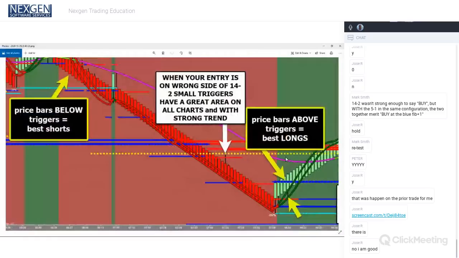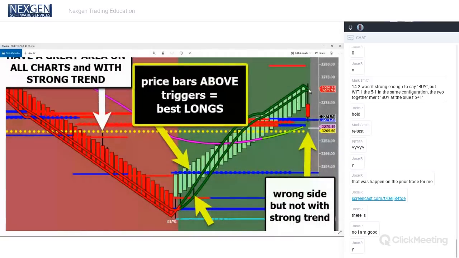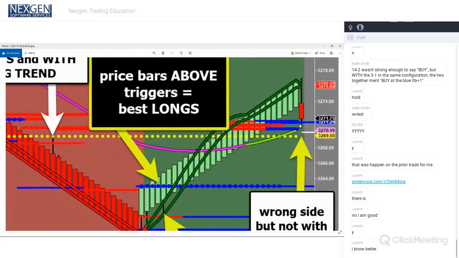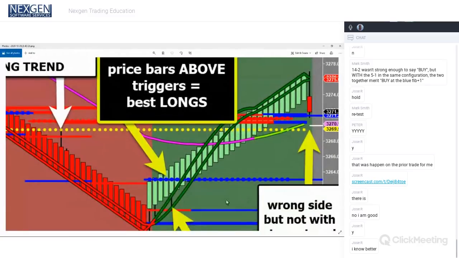And if you don't have a sustained trend, meaning it's just barely one little trend reversal, it's not quite as good. It's a really good area, but there's no sustained trend. The trend was down. That's why this one failed and this one worked. And again, just to reiterate the concept, price bars physically above your triggers makes for the easiest trade you're going to do.